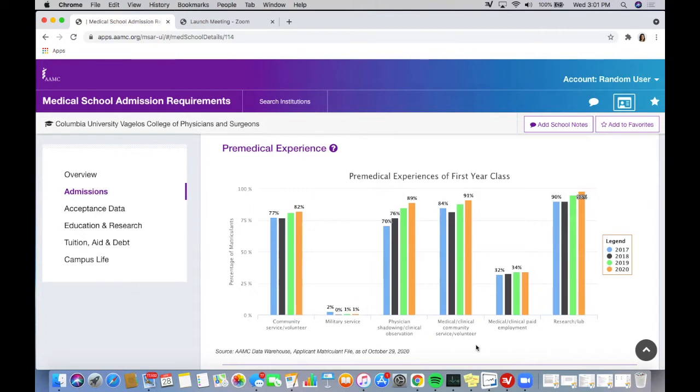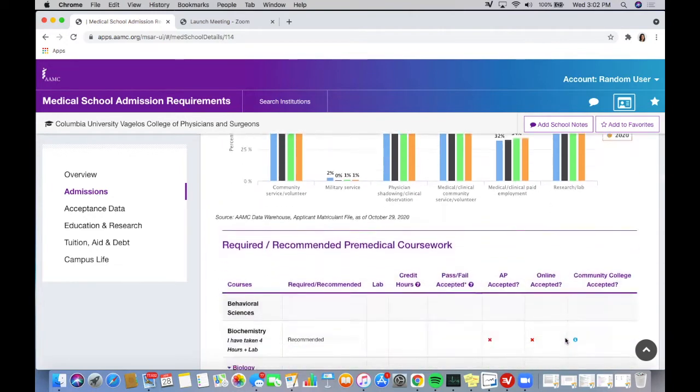So these trends are kind of interesting, right? Because in 2017, only 70% of students had physician shadowing, and now 89% have it. The research really didn't vary that much in these past years. And obviously the definition of physician shadowing is a bit different for COVID. There definitely are some virtual shadowing experiences that have replaced in-person shadowing.